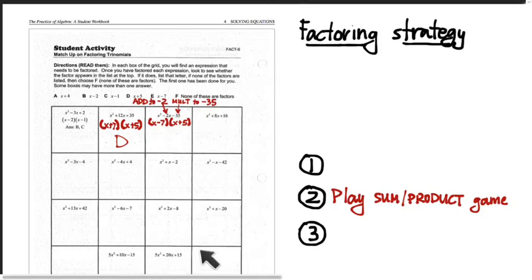Okay. So for these last 2, it turns out that the sum and the product game is not enough by itself to get us where we need to be. So let's take a look just at the one on the right here. We're going to factor 5x squared plus 20x plus 15. Let me write that on a separate part of the board here.